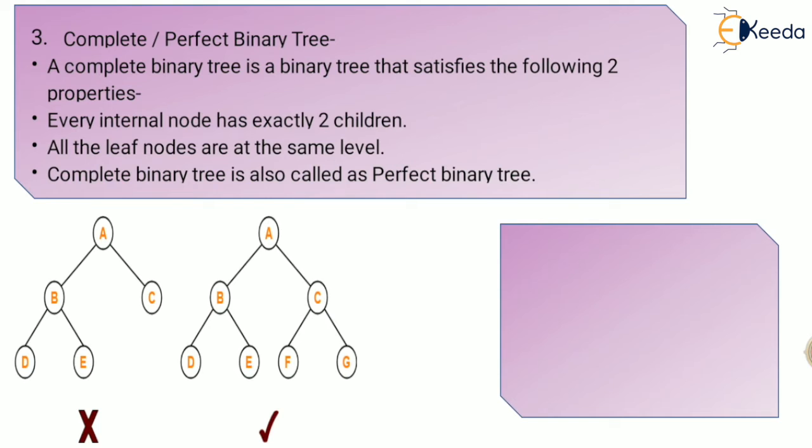Now what is a complete or perfect binary tree? A complete binary tree is a binary tree that satisfies the following two properties. The first property is every internal node has exactly two children. Every internal node has exactly two children.